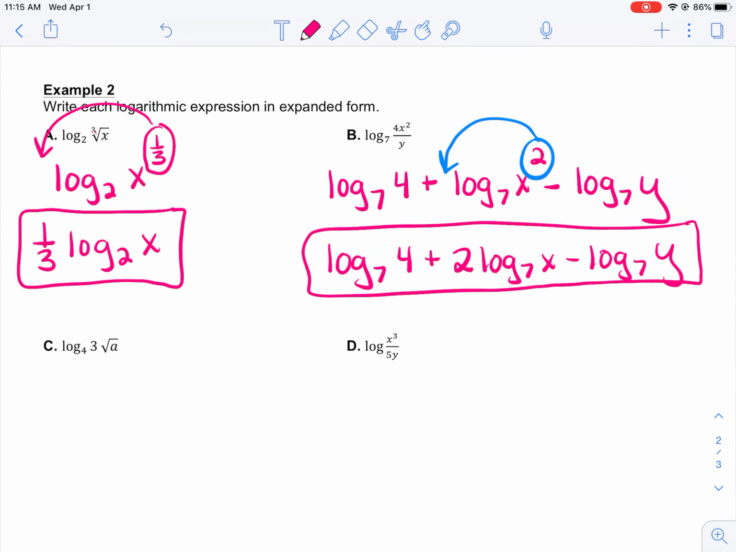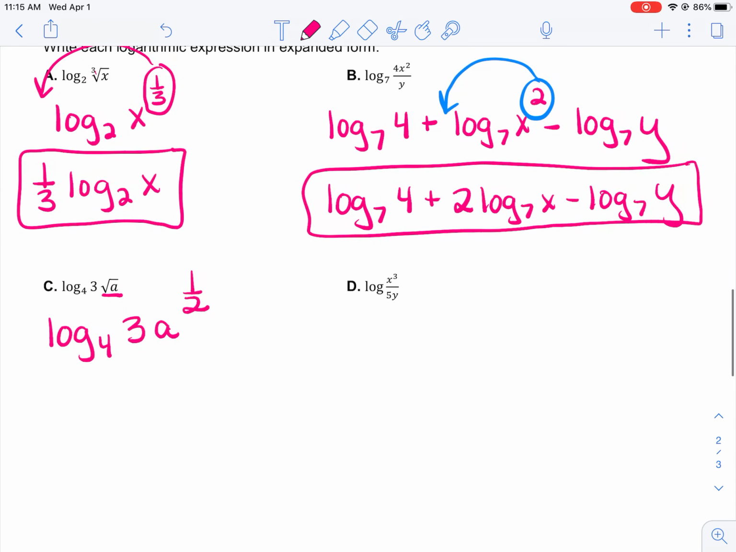All right, so the next one, log base 4 of 3 times the square root of a. So similar to the first problem we did in example 2, we're going to rewrite the square root of a as an exponent. So I'm going to start by rewriting this problem as log base 4 of 3a to the 1/2 power. Okay, so now I have a product, so I'm going to pull these apart.